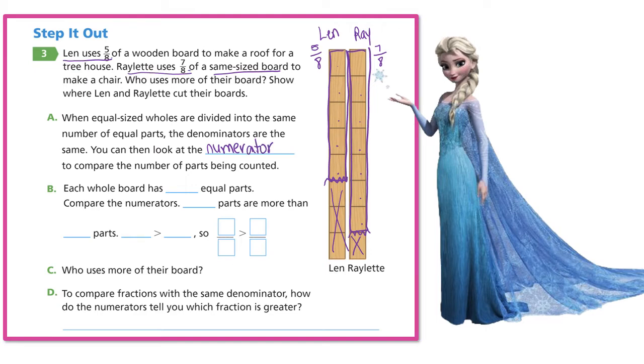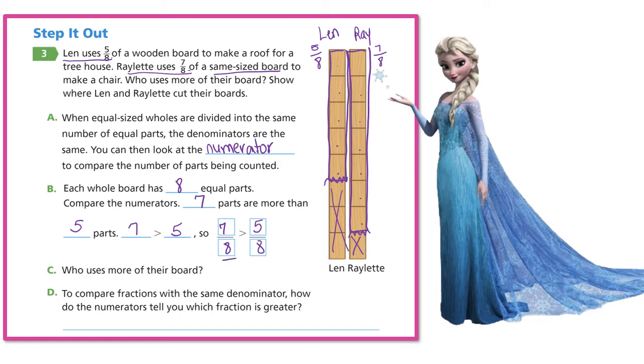Each whole board has 8 equal parts. Now you compare the numerators. Seven parts are more than 5 parts. So 7 is greater than 5, so 7/8 is greater than 5/8.